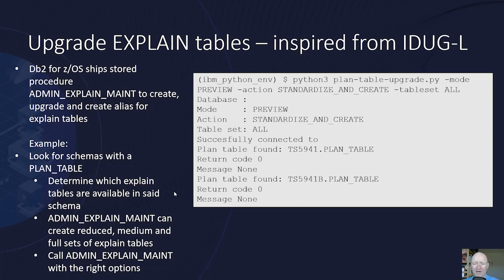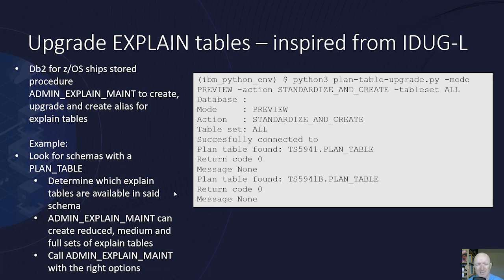Then a few months ago, I saw a post on the IDUG-Db2 mailing list. The topic was about upgrading explain tables after you've upgraded DB2. Usually, the explain tables change with each release of DB2, and so you have to upgrade those. And if you don't upgrade them, you'll typically get a plus SQL code from the bind or explain that your explain tables are not up to date, or it might even fail in some cases.